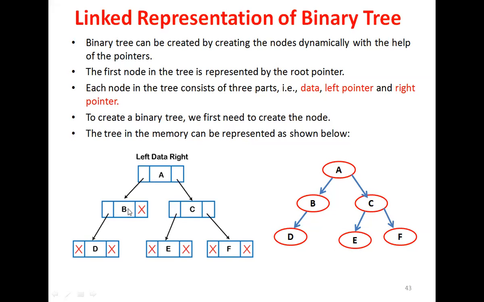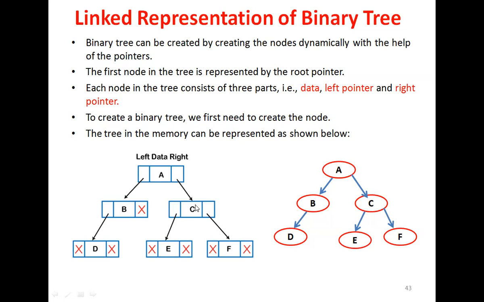So you see, node B has a left child, so the left child is written here, and this node B's right child, there is no right child. So this right pointer field value will be null if there is no right child. Similarly, you see this node D, and this node D has no left child and no right child. That's why its left pointer field is null and right pointer field is also null. Null means here I have given this cross mark, right?